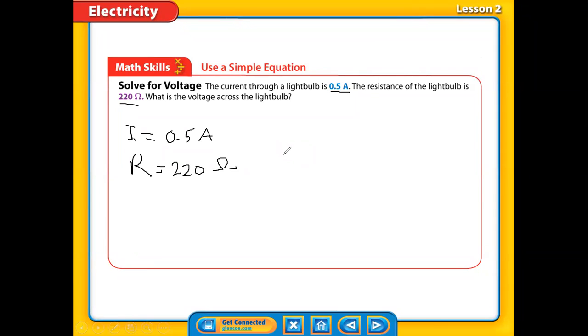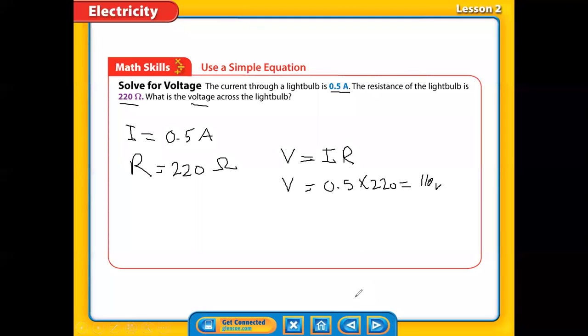V equals I multiplied by R. Okay, so simply, he wants to calculate the voltage, so V is the unknown. V equals the current, 0.5, multiplied by 220. So 220 multiplied by 0.5 equals 110. And what is the measuring unit of voltage? It's volt, which is V. Is it clear here, guys? Is it clear for everyone, guys?